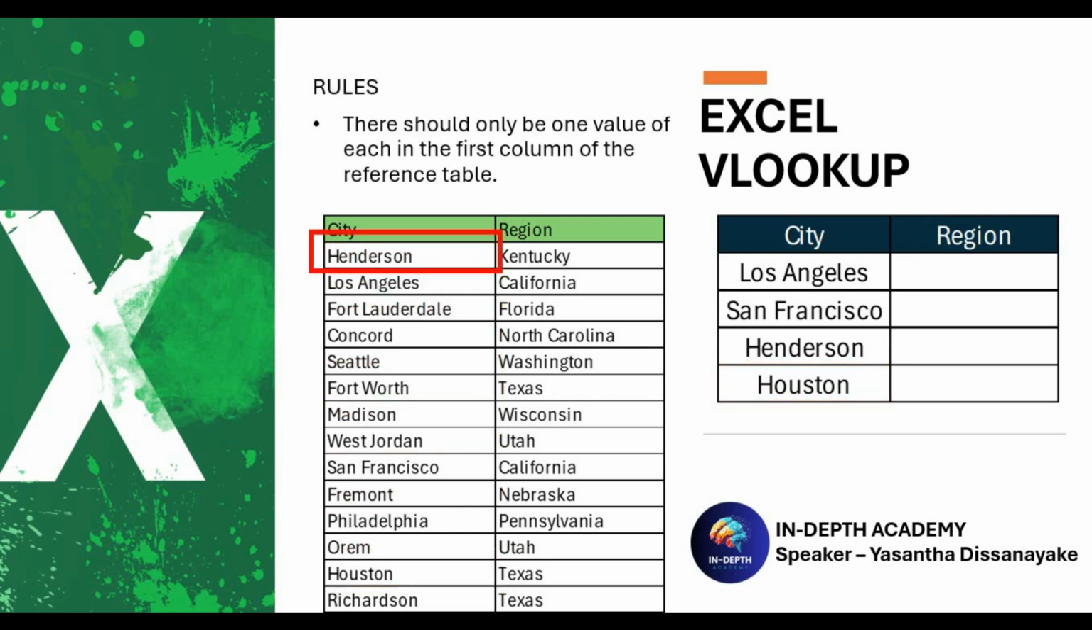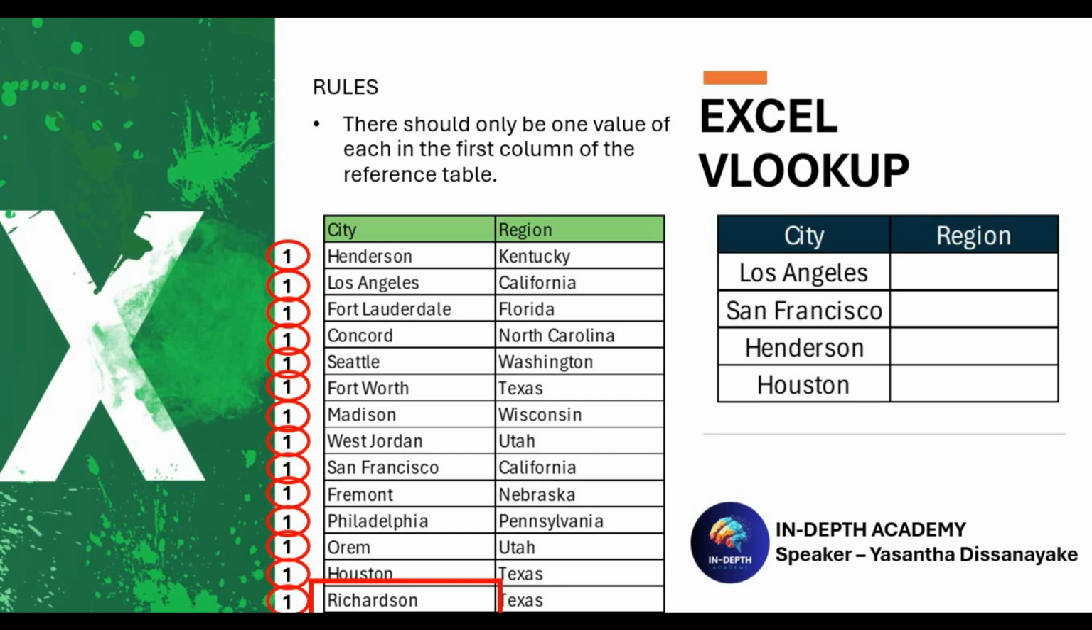The fifth rule, or the last rule, is that there should only be one value of each in the first column of the reference table. So here you can see we have only one value of each of the cities in the reference table. If we have adhered to all of these rules, we can apply the VLOOKUP function to our dataset.